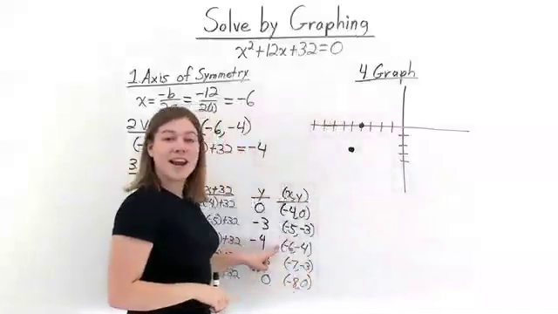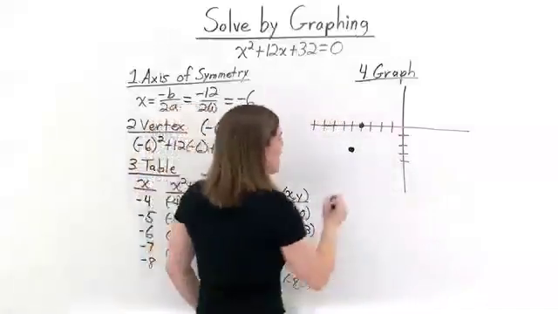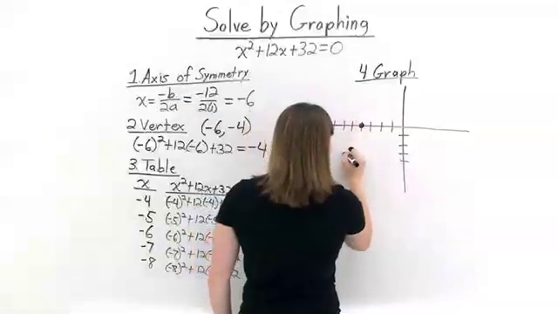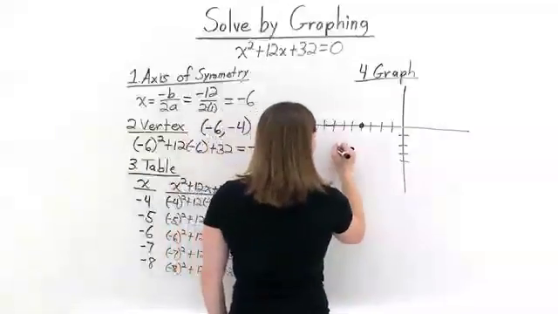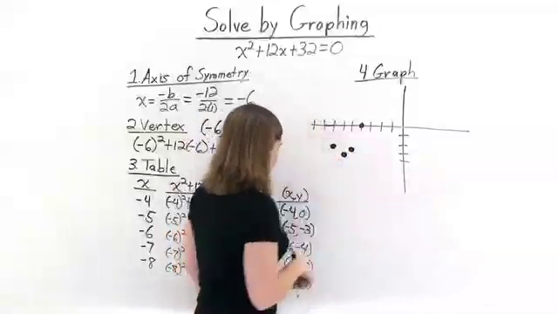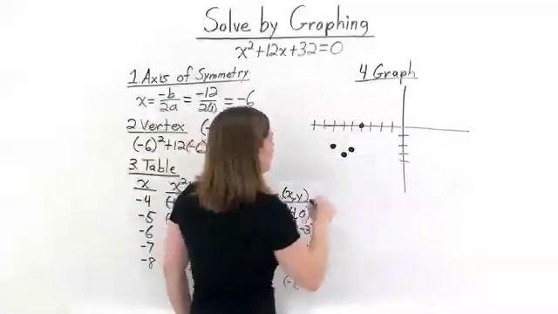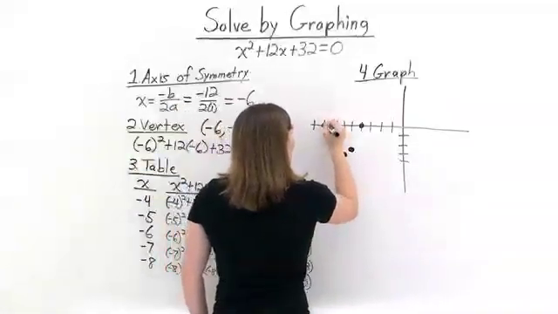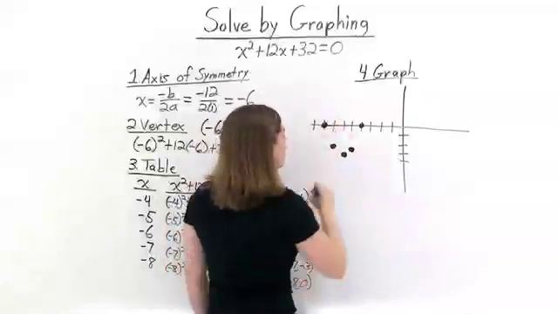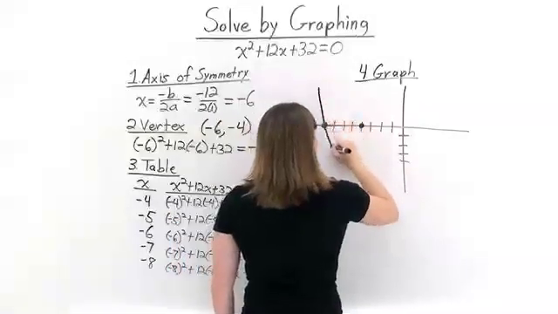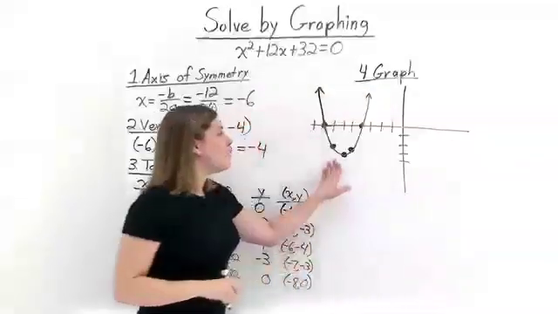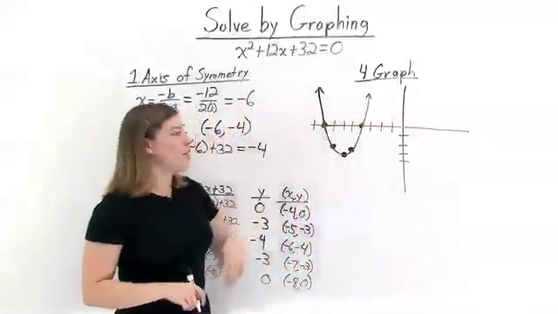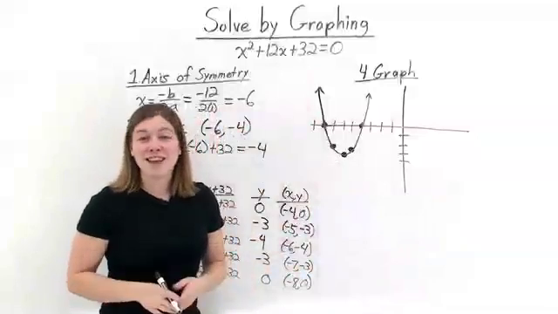Then negative 6, comma negative 4, our vertex. We plot that. Then negative 7, comma negative 3. And finally, negative 8, comma 0. Once we plotted each one of these points, we want to connect the dots to make our parabola. So here is what the parabola looks like for our equation. Now we can solve this.